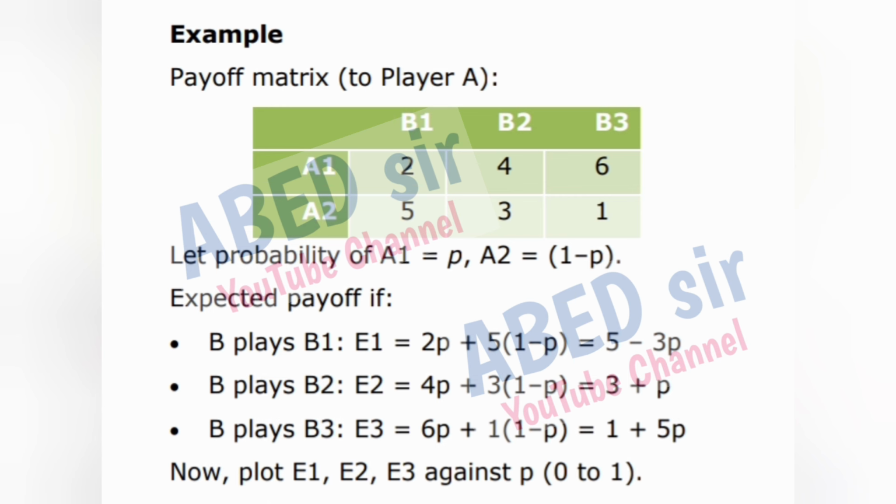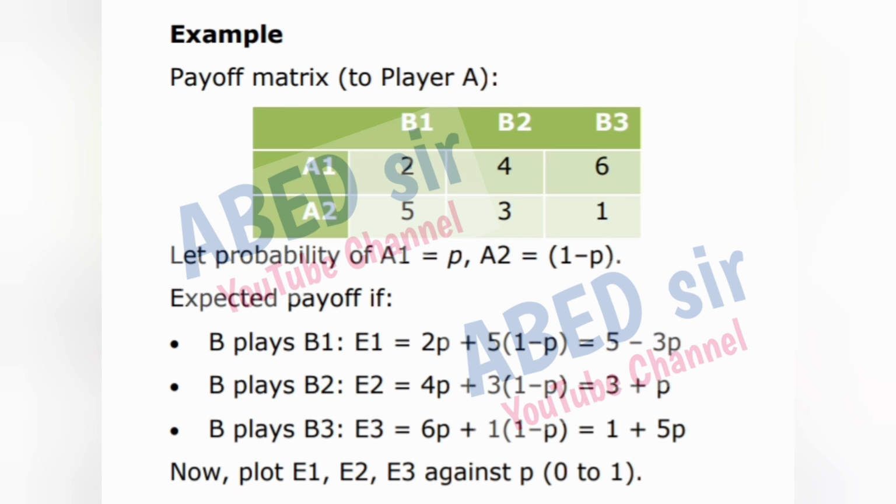Example. Payoff matrix to player A. B1, B2, B3. A1: 2, 4, 6. A2: 5, 3, 1. Let probability of A1 be P, and A2 be 1 minus P. Expected payoff if B plays B1, E1 is 2P plus 5(1 minus P), which is 5 minus 3P. B plays B2, E2 is 4P plus 3(1 minus P), which is 3 plus P. B plays B3, E3 is 6P plus 1(1 minus P), which is 1 plus 5P.